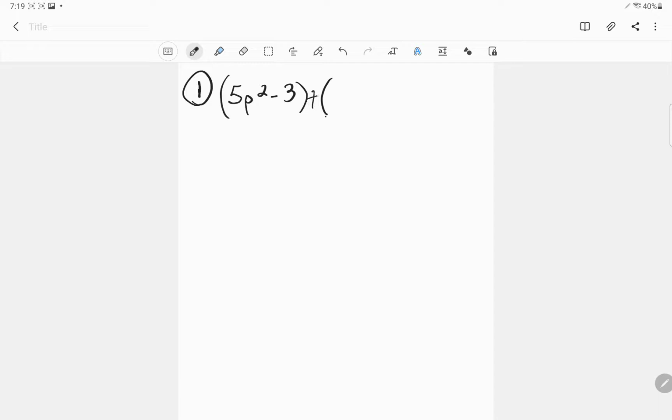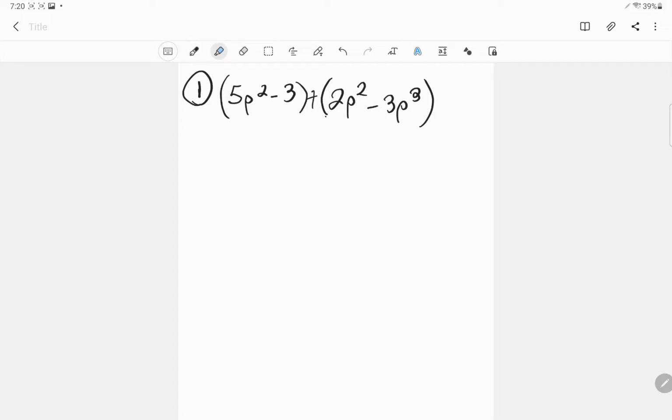The second problem is going to have a plus right there, and I'm going to have 2p squared minus 3p cubed. So the problem that we got is this, right? And you might be asking yourself, what's going on? I don't understand what any of this means. It looks very confusing and I'm lost.